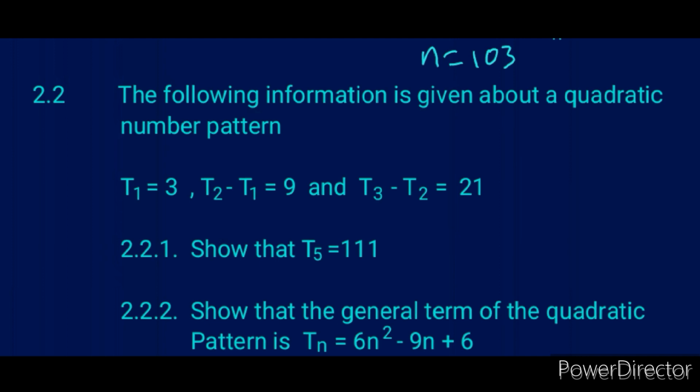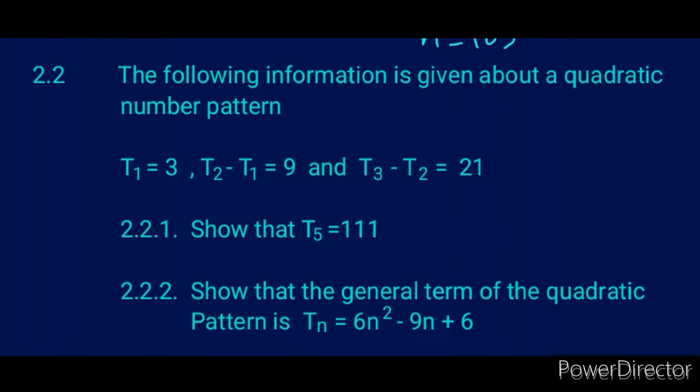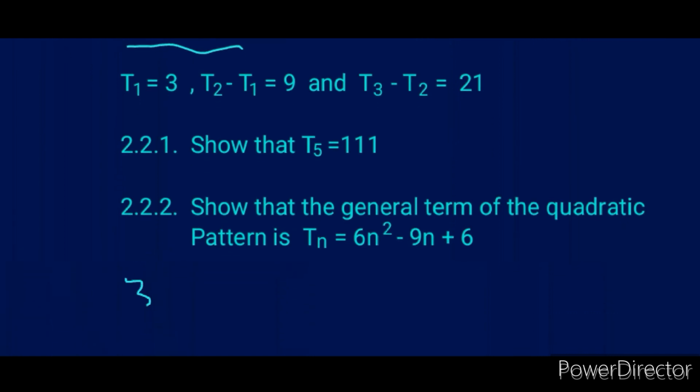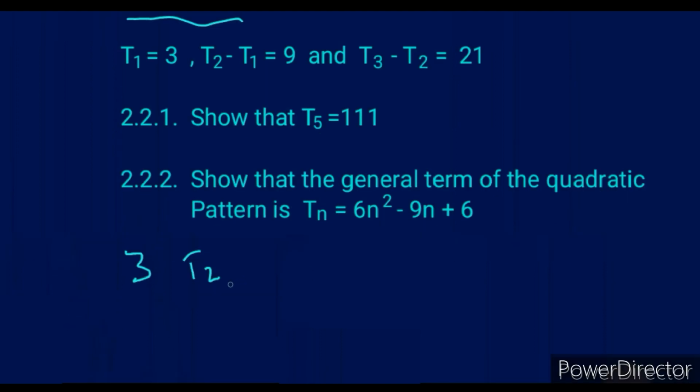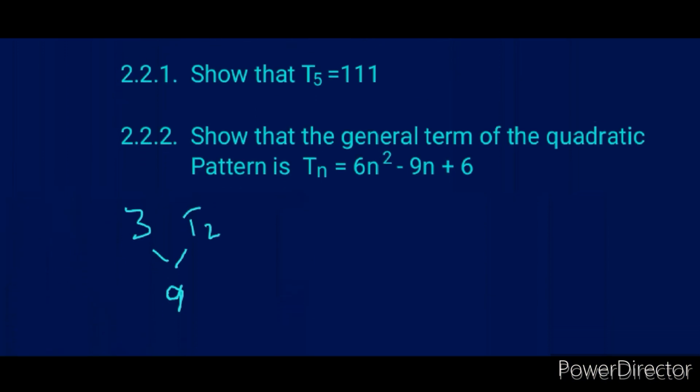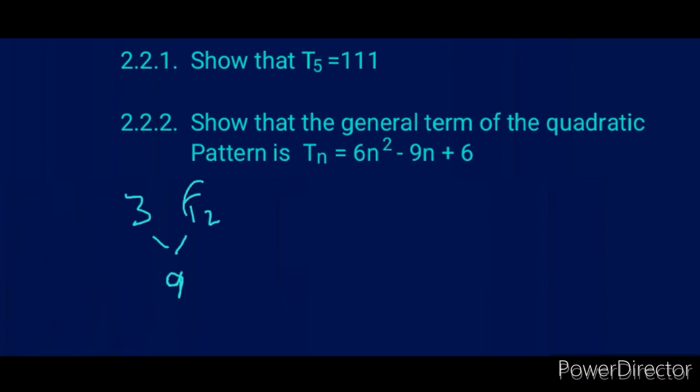So the following question says that the following information is given about a quadratic number pattern. So you're told that this is quadratic, and you're told that T1 is 3. So in essence, we've got the value of the first term, which is 3. And then you're further told that T2 minus T1 is 9. So this is T2, and T2 minus T1, this minus this, gives us 9. So that's what they told us.